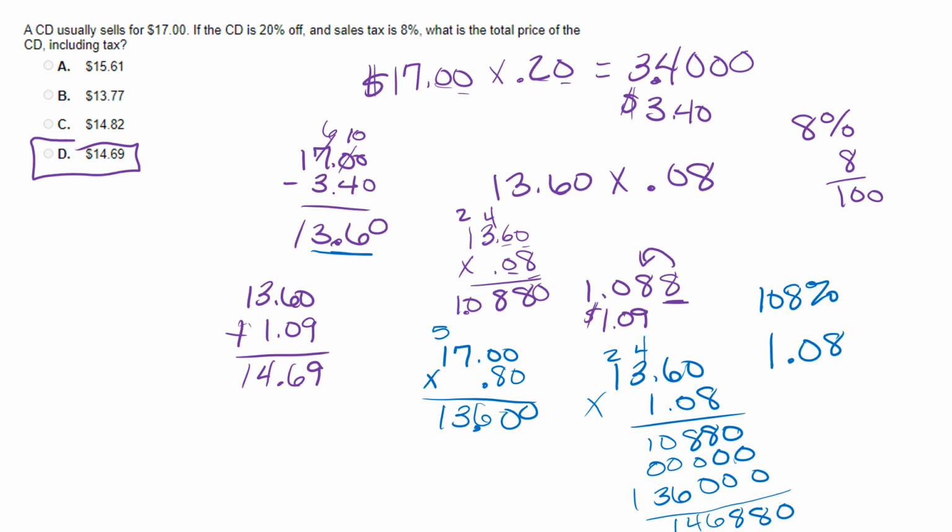Okay, and I've got 1, 2, 3, 4 numbers after the decimal. So I have 4 numbers in my answer. Okay, we look at this 8. It is big enough to round it up, and I can get 14.69. So there are two different ways you could do that. Either one works. Just choose whichever one works better for you.